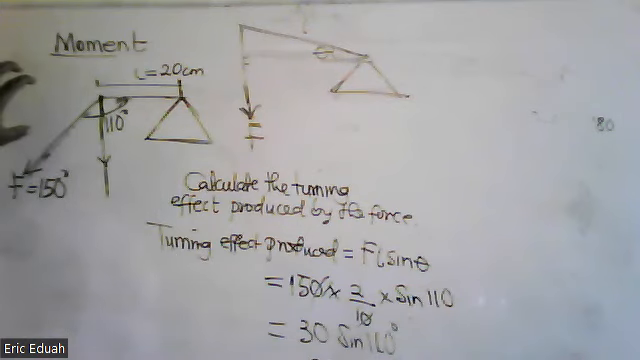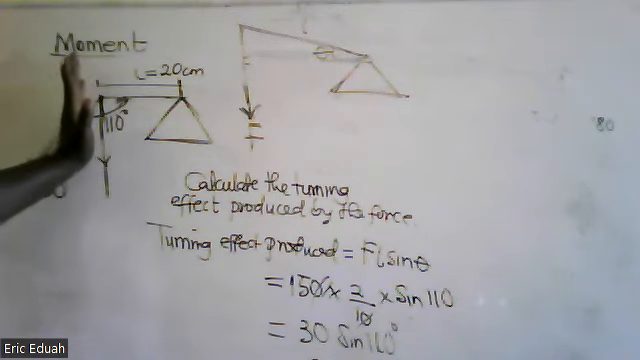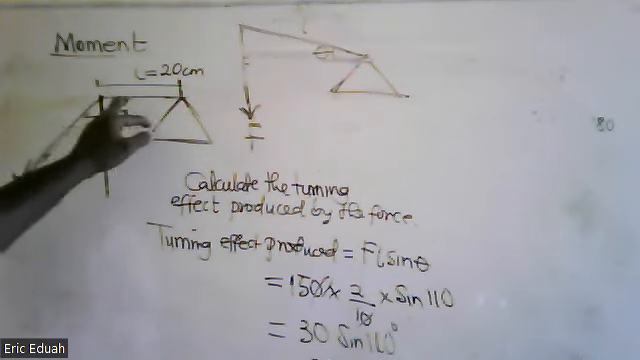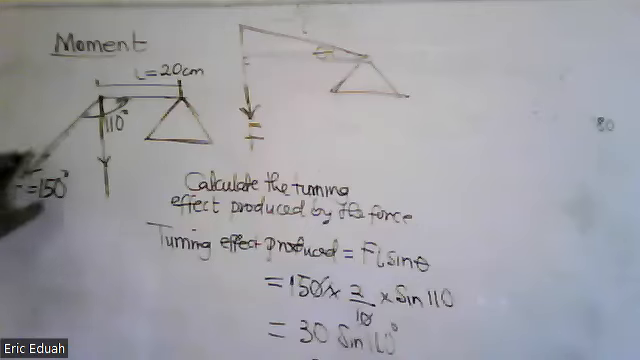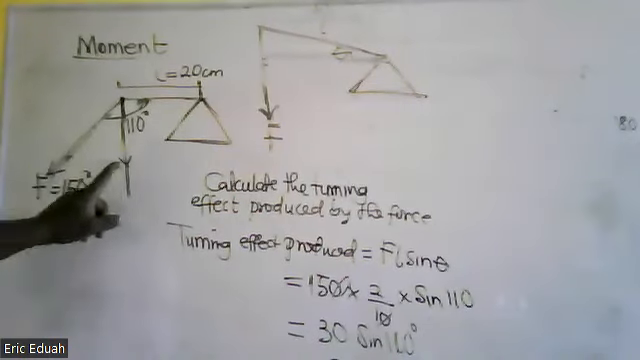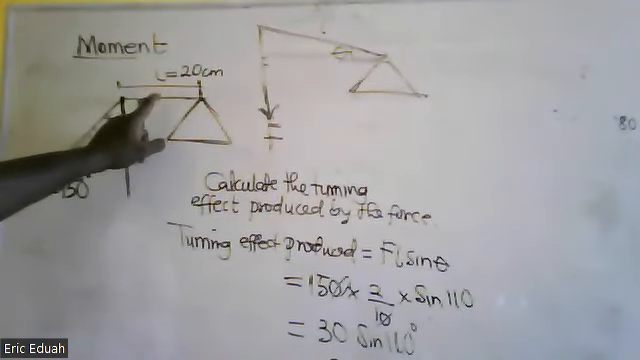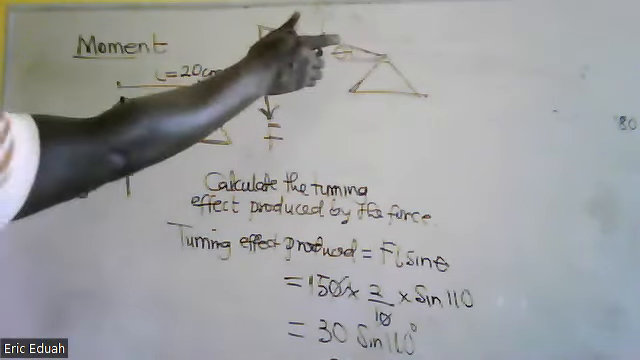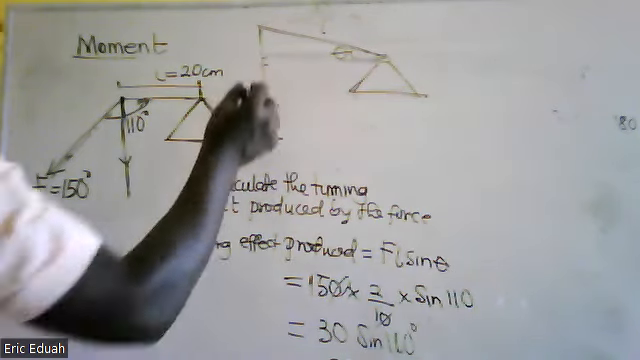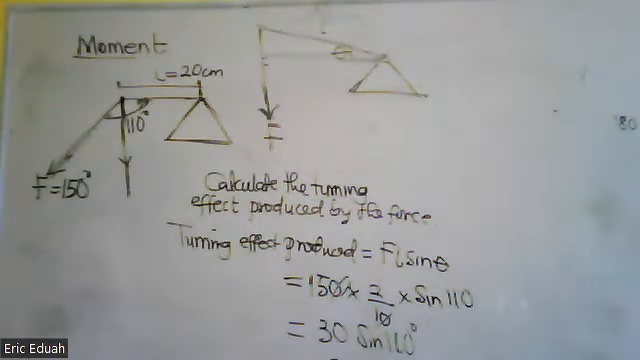Over here, the force was the problem. The force wasn't perpendicular to it. The length of the rod had no problem. And so we resolved to get a component of this force which will be perpendicular to the length of the rod. Over here, the force is not a problem, but the length is a problem. Are we okay?